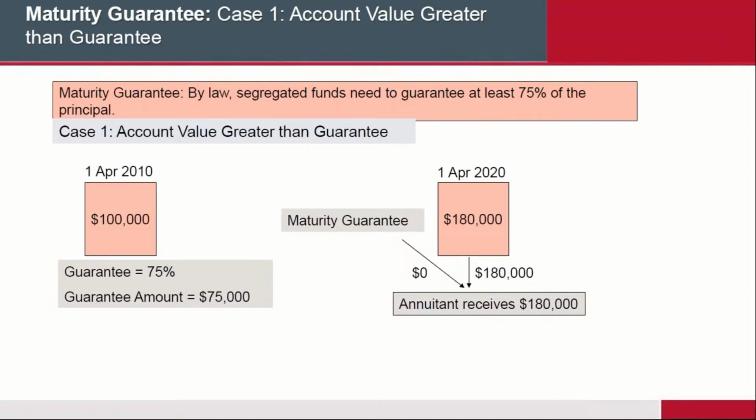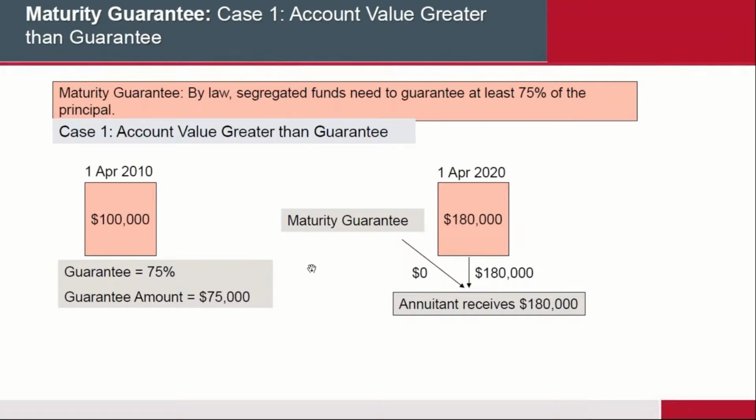On the exam, they're going to ask you a question exactly like that. What if the amount of money is greater than 75%? Then the maturity guarantee is zero. Because why would you take $75,000 when in fact you've got $180,000? So if you have any more money than the 75%, then the maturity guarantee will be zero because you're going to get the greater amount, not the lesser amount. Why would you take the lesser amount? You're going to take the greater amount, okay?